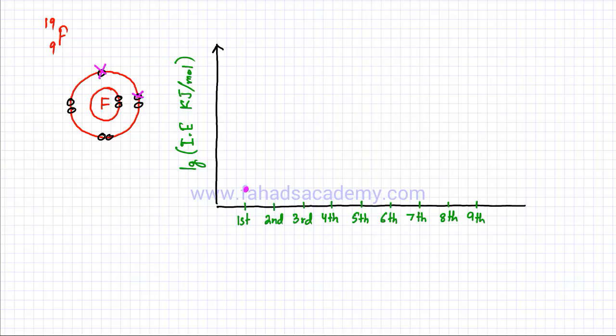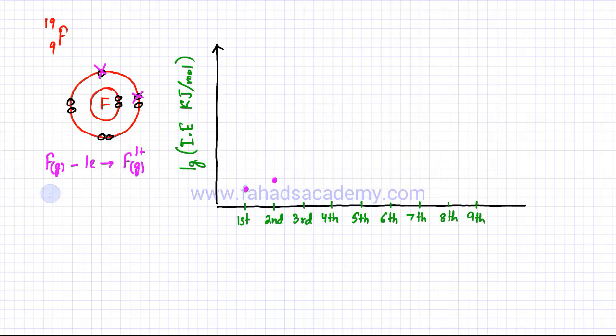Now when I remove the second electron, there's going to be a very slight increase in ionization energy, and the reason is that, let me write the equation. I've removed 1 electron from a gaseous atom of fluorine to get fluorine 1 plus, which is also going to be gaseous. Now that's my first ionization energy.